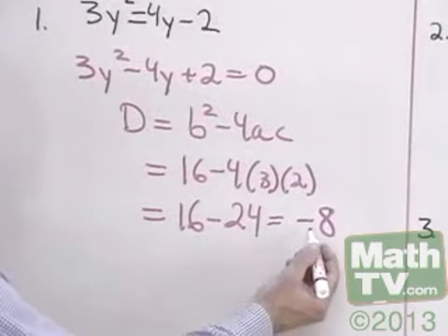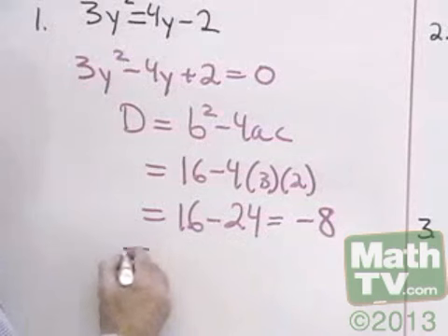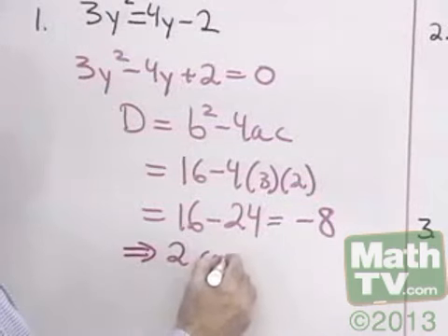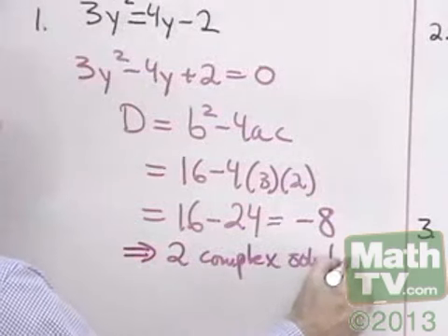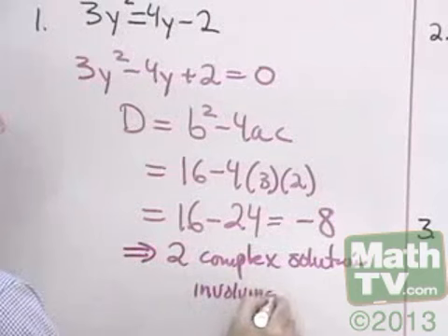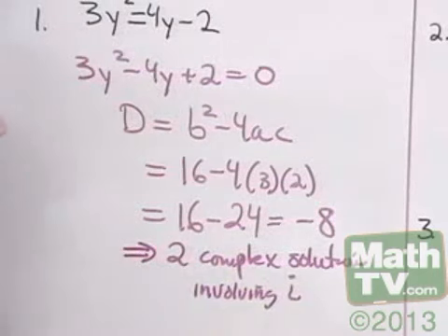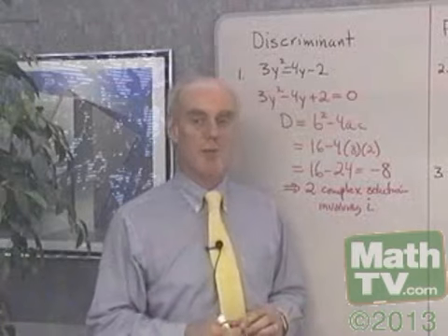When the discriminant comes out to be a negative number like this, it means that we're going to have complex solutions to my original quadratic equation. So this implies two complex solutions involving the number i.